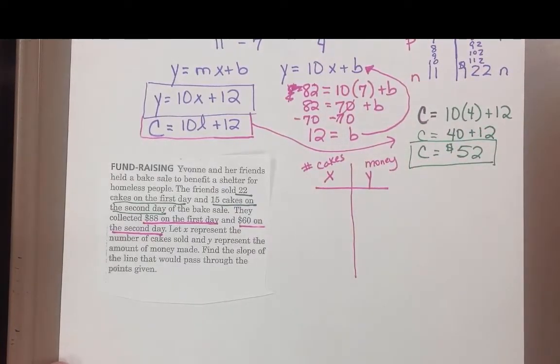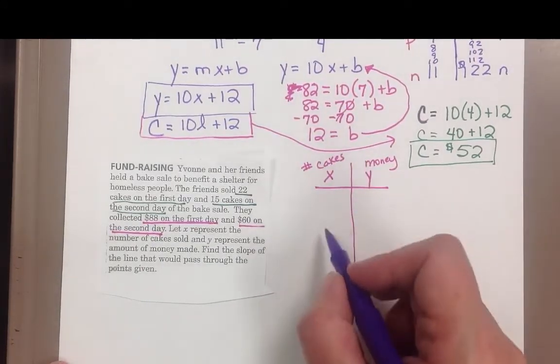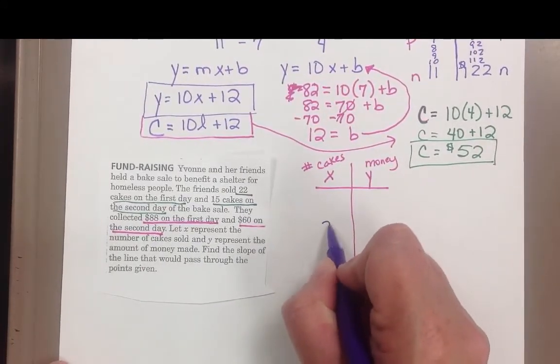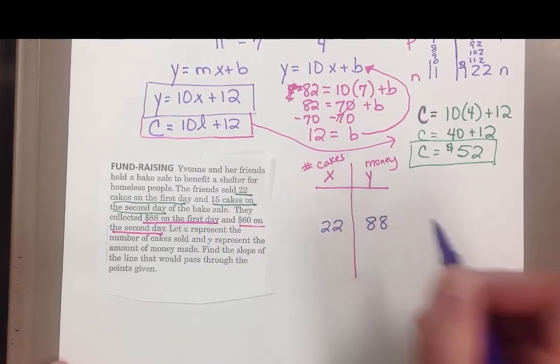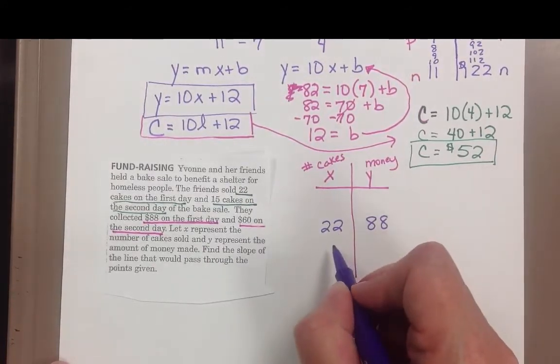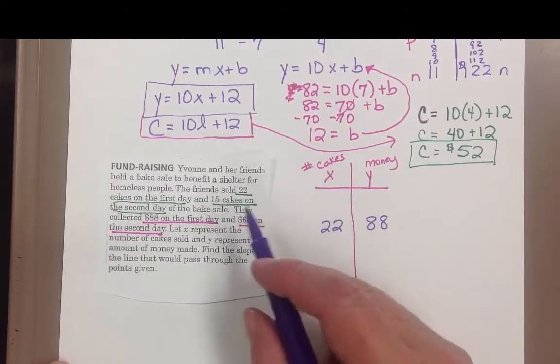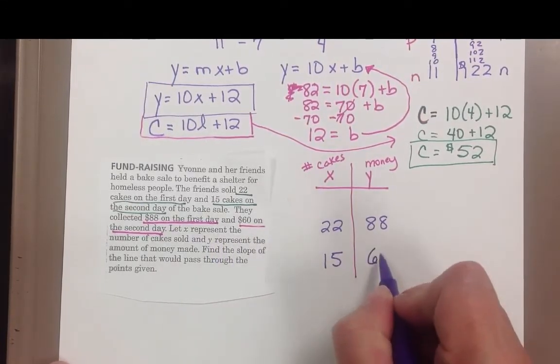Okay, we know 2 pieces of data, 2 ordered pairs. So we have 22 cakes, that goes here, and goes with $88 on the first day. So if I was going to plot it on a graph, it'd be (22, 88) in parentheses. And then I also know 15 cakes went with $60.